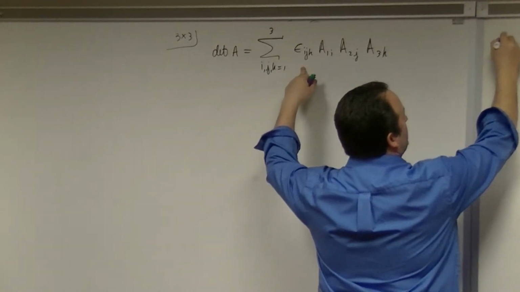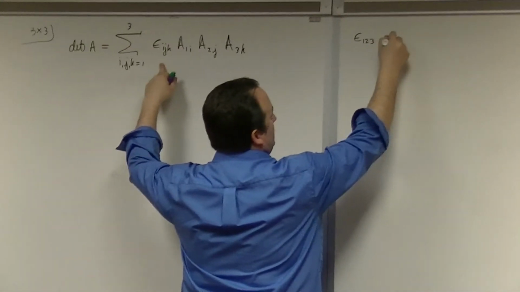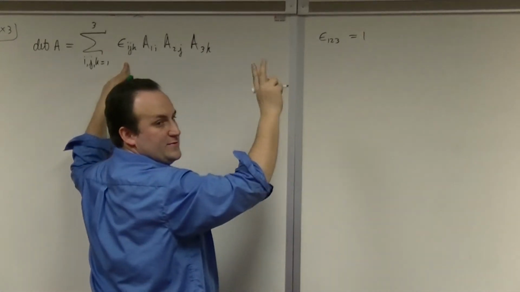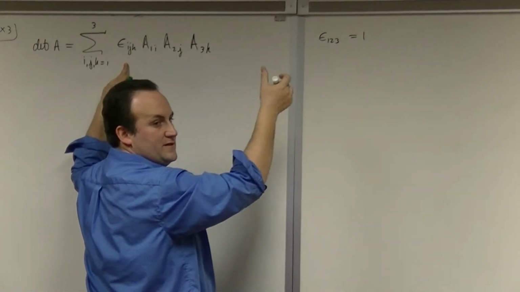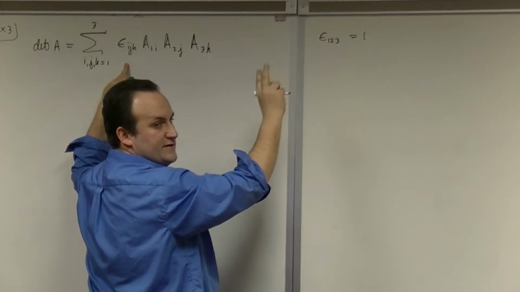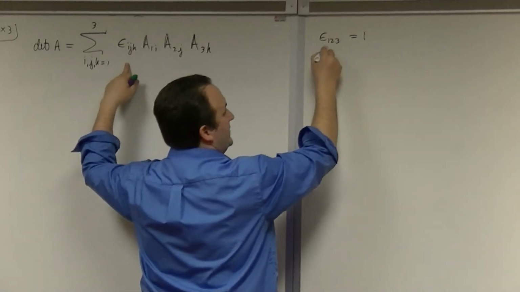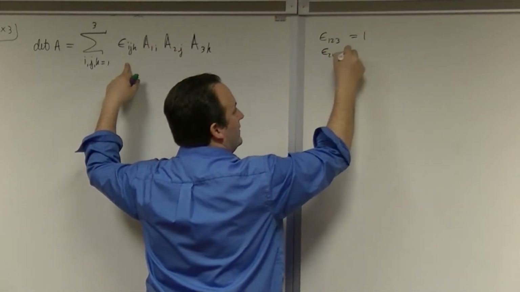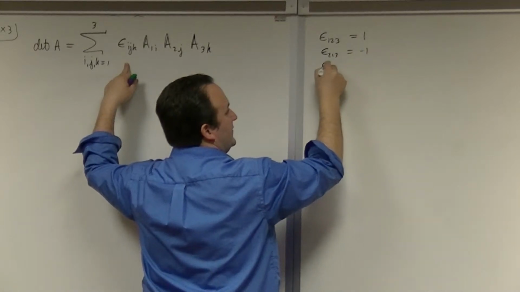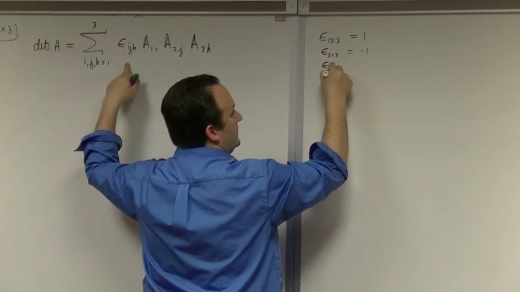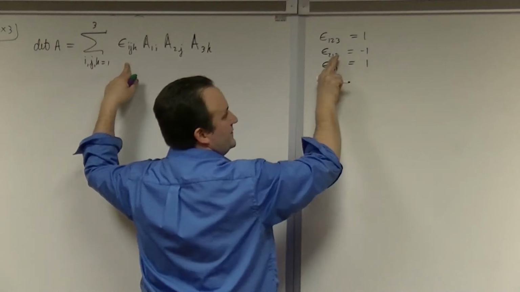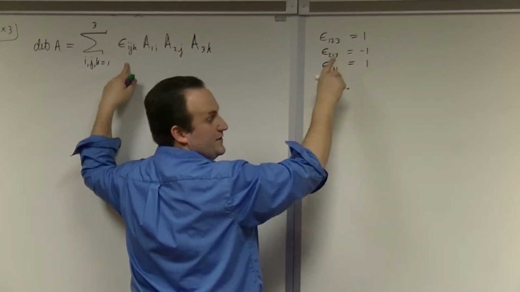So this epsilon ijk, what I'm telling you is it's defined by epsilon 1, 2, 3 equals 1, right? And I said it's completely anti-symmetric. What that means is if you turn over any two indices, you get a minus. For example, epsilon 2, 1, 3 is minus 1. So epsilon 2, 3, 1 is 1 because I just flipped the 3 and the 1 here, right?